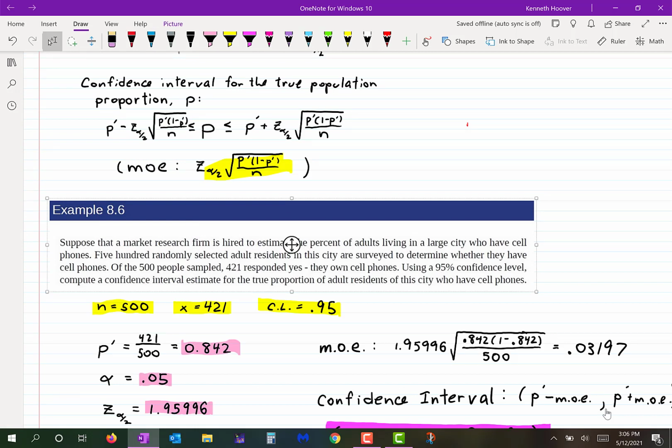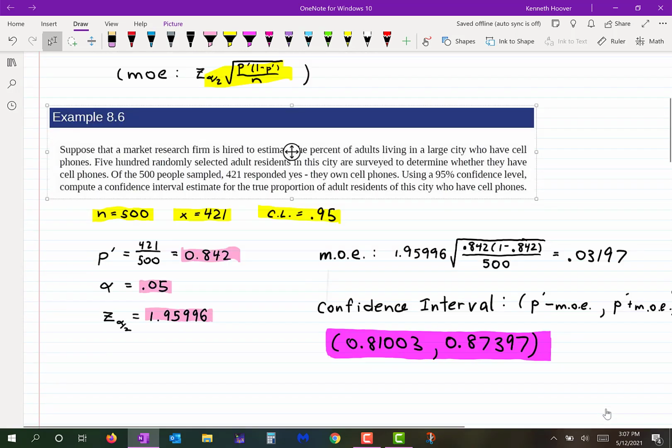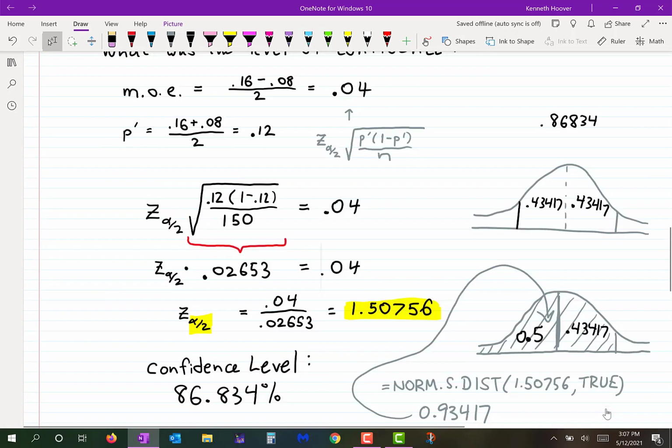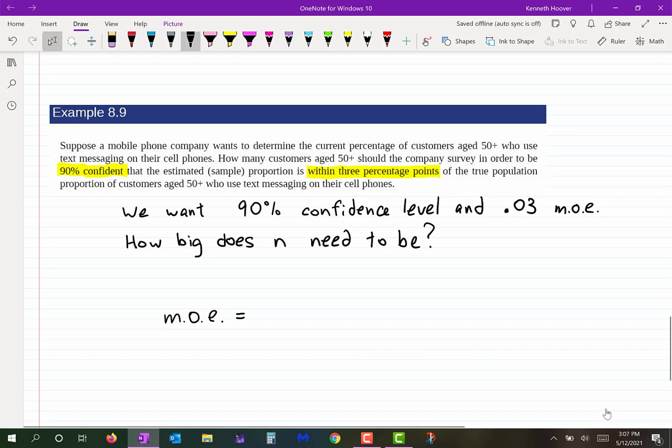Okay, there's the margin of error. You see it highlighted in yellow near the top there? The margin of error is z of alpha over 2 times the square root of p prime times 1 minus p prime over n. So let's write that down. Margin of error equals the z-score for alpha over 2 times the square root of p prime times 1 minus p prime over n.